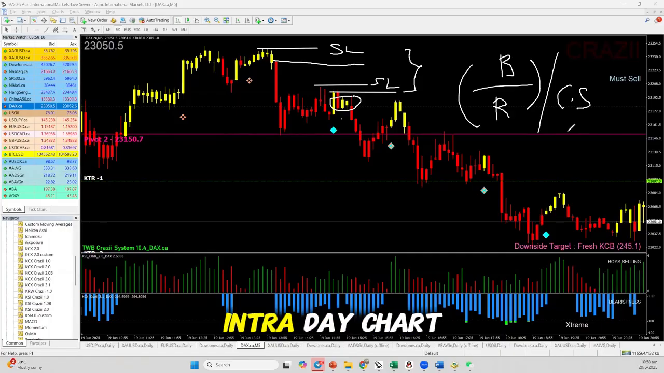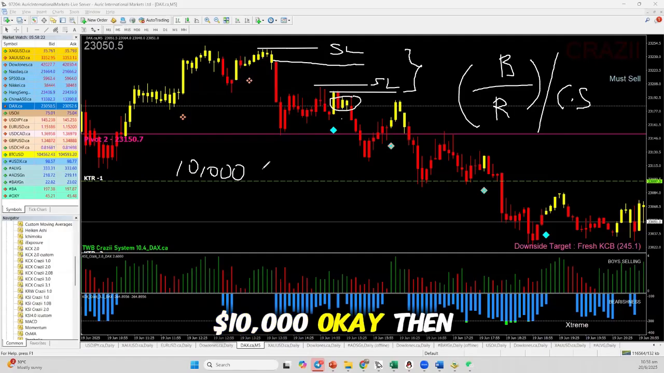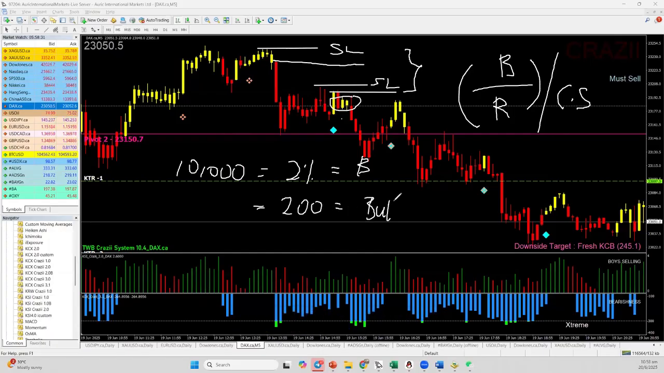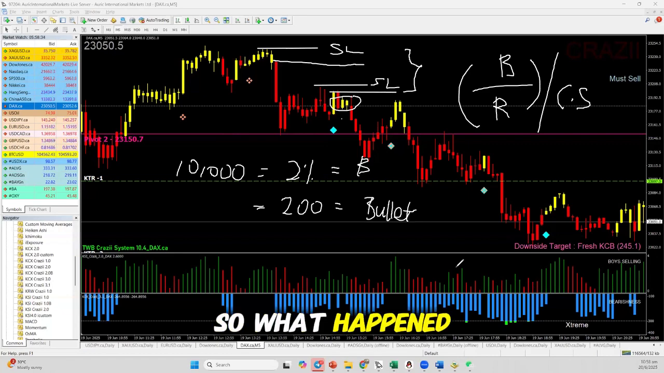Now, the thing is that why in the intraday chart your trading size is very small is because you also use a very small bullet. So basically, it's a very simple thing. Let's say you got $10,000, okay, then you utilize 2% per bullet, right? Which means that basically you have $200 per bullet. So what happens is that you have 50 times to lose before you lose your capital. 50 times. So you're like, oh, okay, I can play. Okay, so that is one way to look at it.